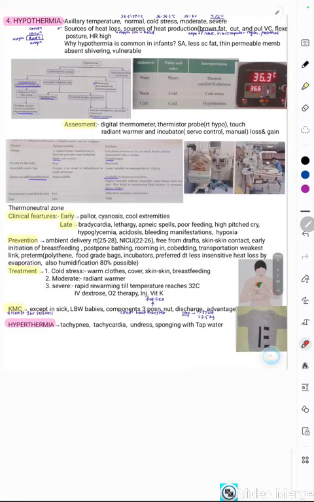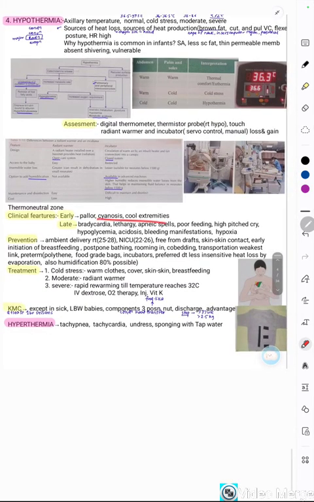The clinical features of early hypothermia will be pallor, cyanosis, and cool extremities, while in late hypothermia it is bradycardia, lethargy, apneic spells, poor feeding, high pitched cry, hypoglycemia, acidosis, then DIC, hypoxia, all these things. The prevention is done by maintaining the ambient room temperature about 25 to 28 degrees Celsius. The ICU temperature to be 22 to 26 degrees Celsius. It should be free from drafts.